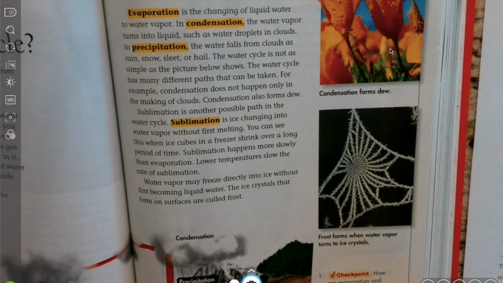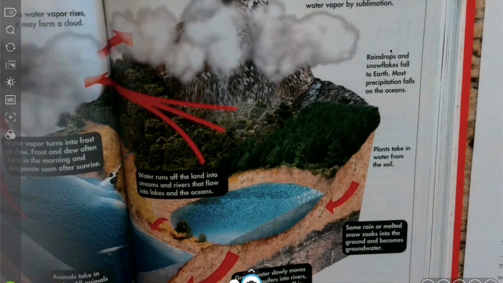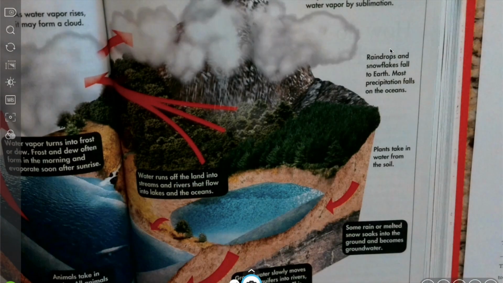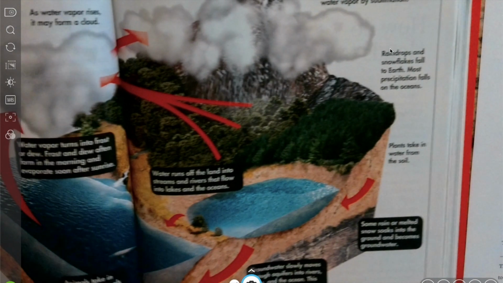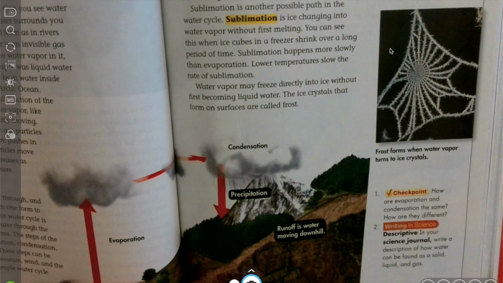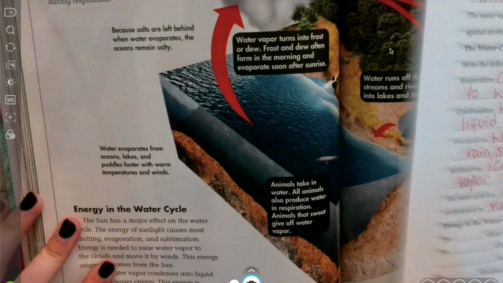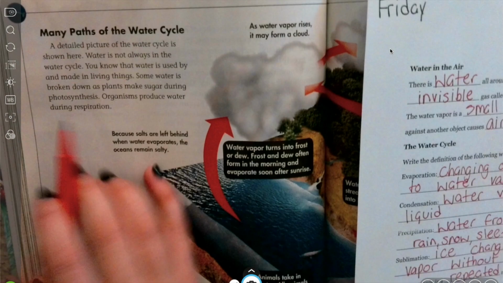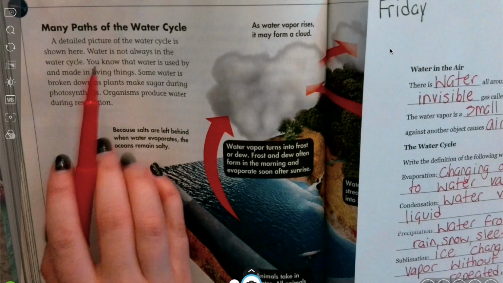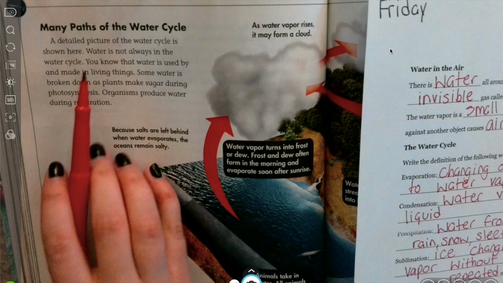All right, and then we'll move on to the next page, many paths of the water cycle. So like the last page said, it's not always as simple as this. There's many paths that the water cycle can take. So first, we'll read through this section. A detailed picture of the water cycle is shown here.